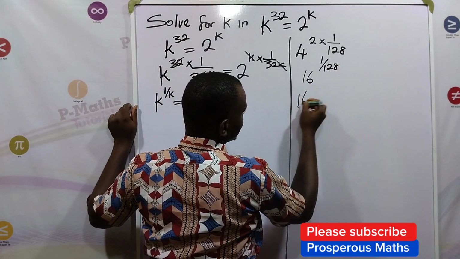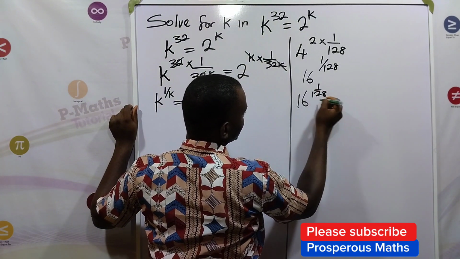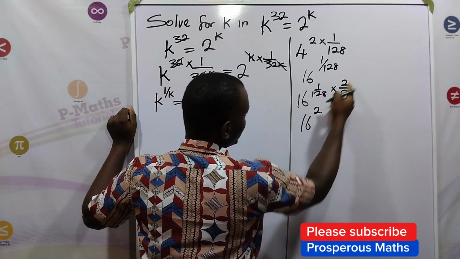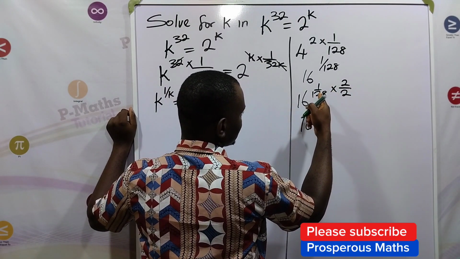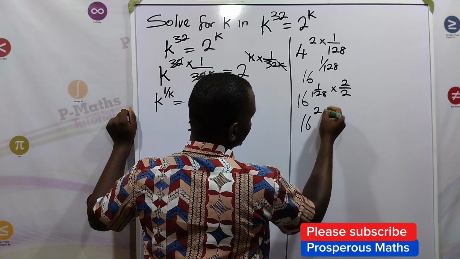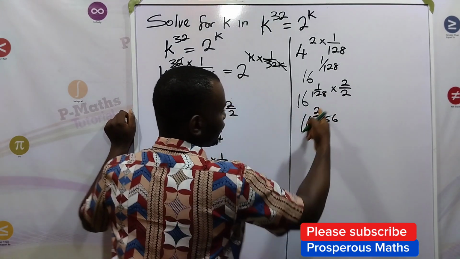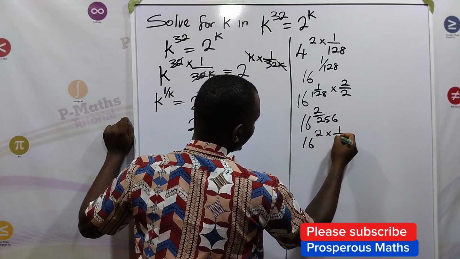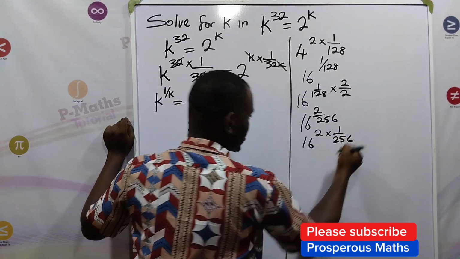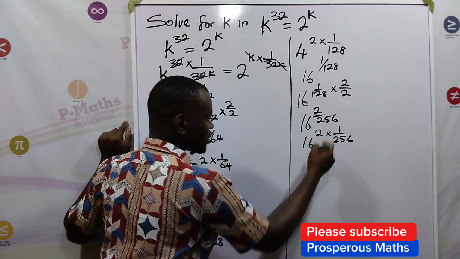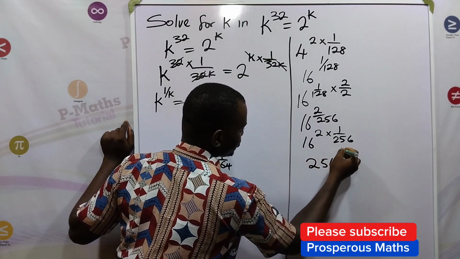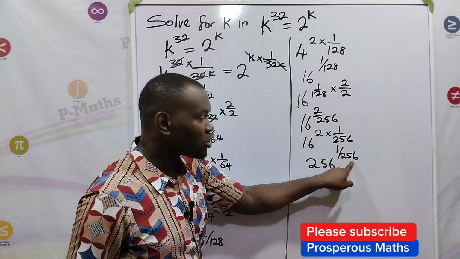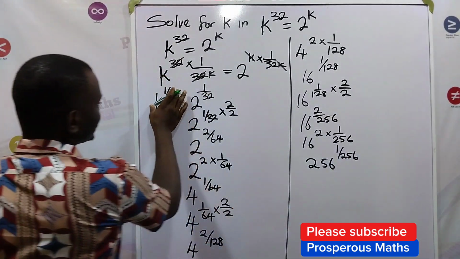So multiply again. 16 raised to the power 1 over 128 times 2 over 2. 1 times 2 is 2. 2 times 128 will give us 256. Factor out these 2 again. So we have 16 raised to the power of 2 times 1 over 256. All right. 16 raised to the power of 2 will give you 256 raised to the power 1 over 256. So having achieved the same base and the same denominator of the power, let's bring down this and equate.